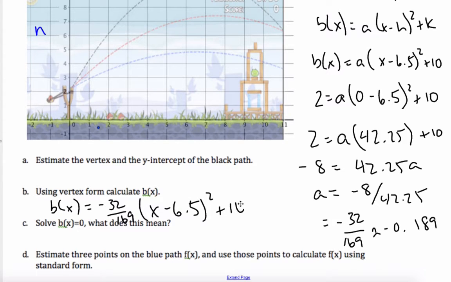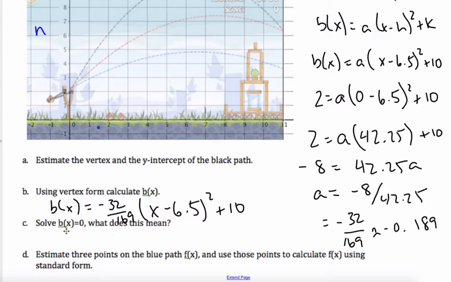equals, well, a is negative 32 over 169, and I did that with my calculator, of course, times x minus 6.5 squared plus 10. And so the key here is you plug in the vertex you know, and then you need some other point. And it can be any point that you know to be on the curve. I could have used this point here, or estimated this point. Any of those will work fine for the curve.